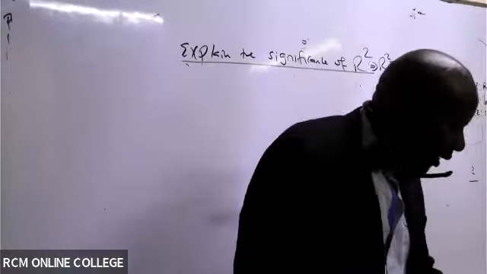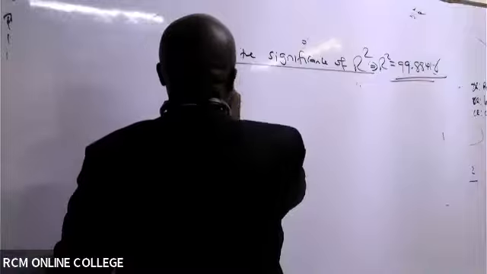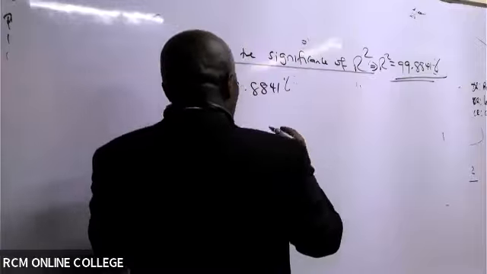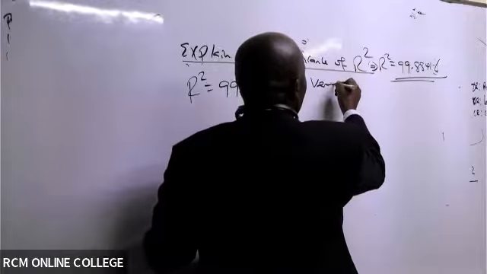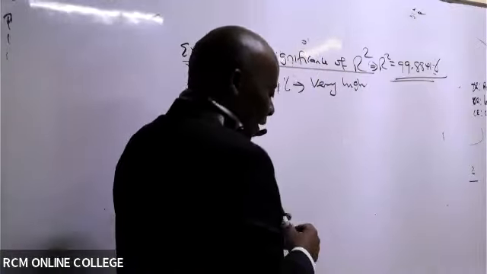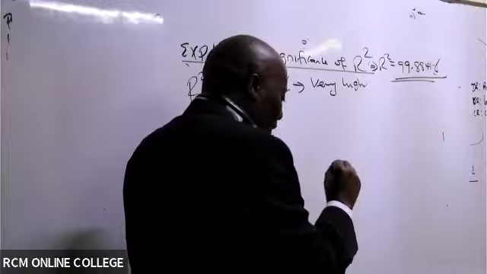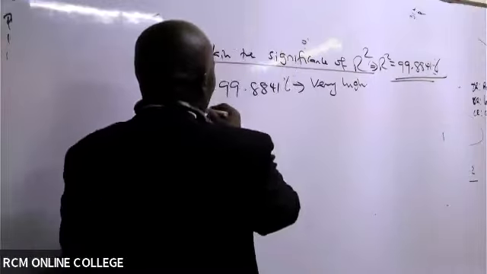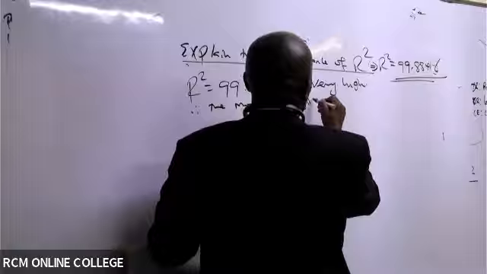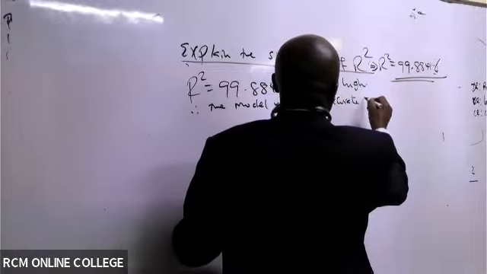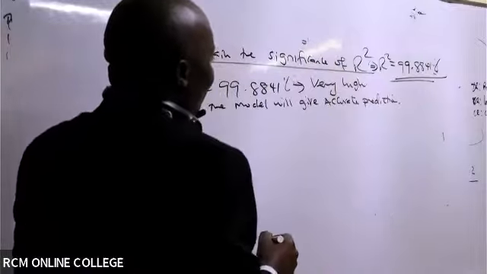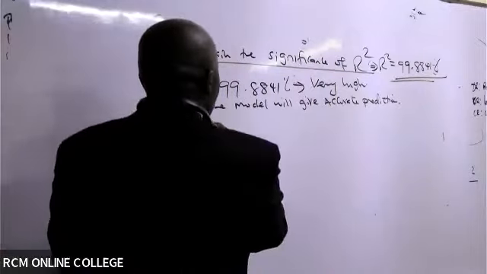So then we have R squared here, which is 99.8841%. First of all, this is very high. If it is very high like that, it means that the model will give us accurate predictions.